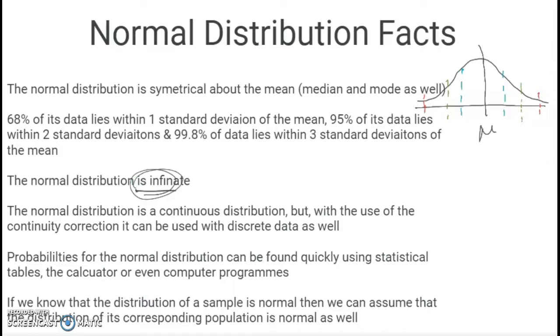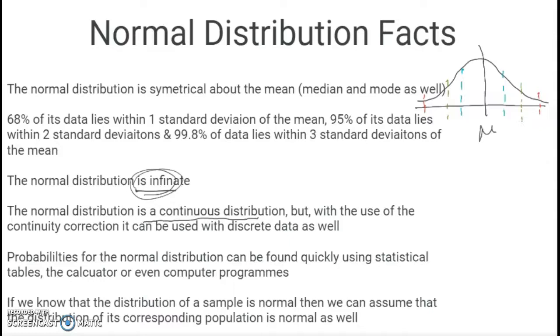The normal distribution is a continuous distribution. We know this. Data is discrete or continuous. Discrete means we go 1, 2, 3, 4, 5, nothing in between. Continuous is my weights, my heights, anything that I can measure, and therefore I can have any infinite decimal in between. That word infinite again.